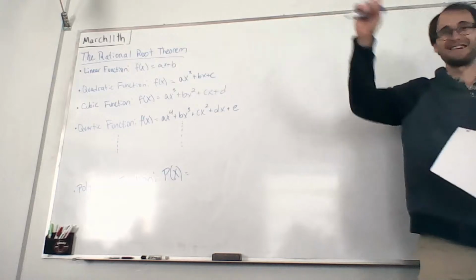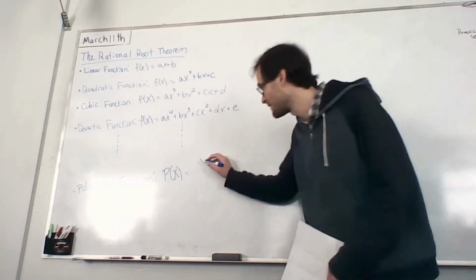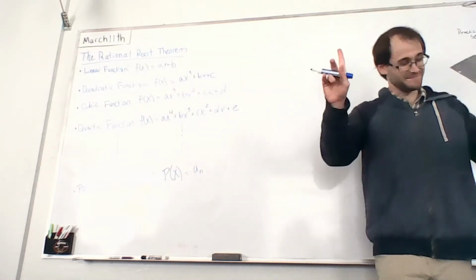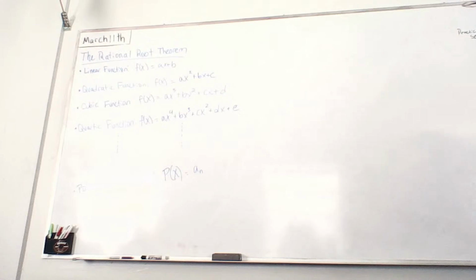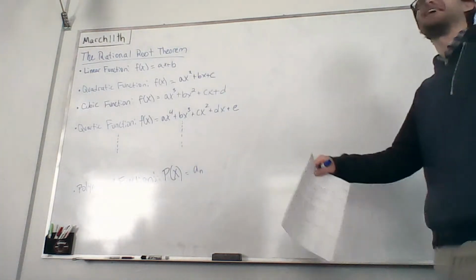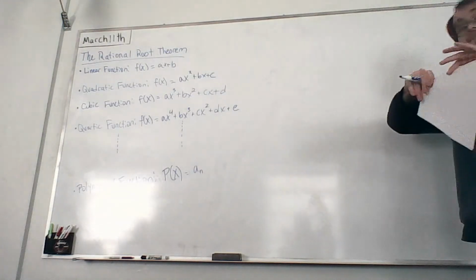Okay, my P of x is going to be, stay with me now, a sub n. Slow down, I'm still writing the polynomial function. No, stay with me now. I'm going to say it again.